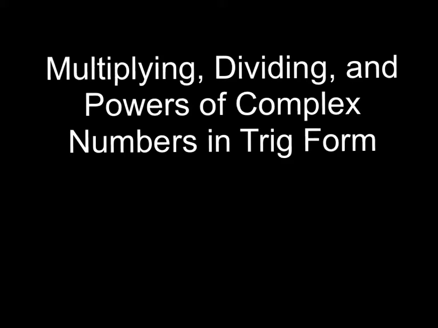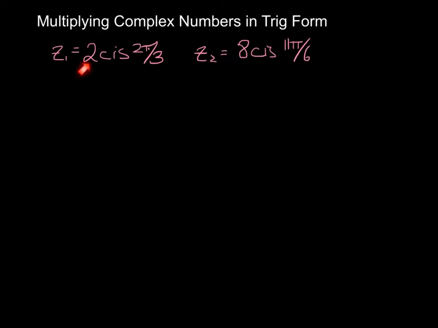Today we're going to talk about a few operations on complex numbers in trig form. So let's say we had two complex numbers in trig form. Let's have z1 is 2 cis 2 pi over 3, and z2 is 8 cis 11 pi over 6. The way we multiply is we multiply the radii, so 2 times 8, and we add the angles, 2 pi over 3 plus 11 pi over 6.